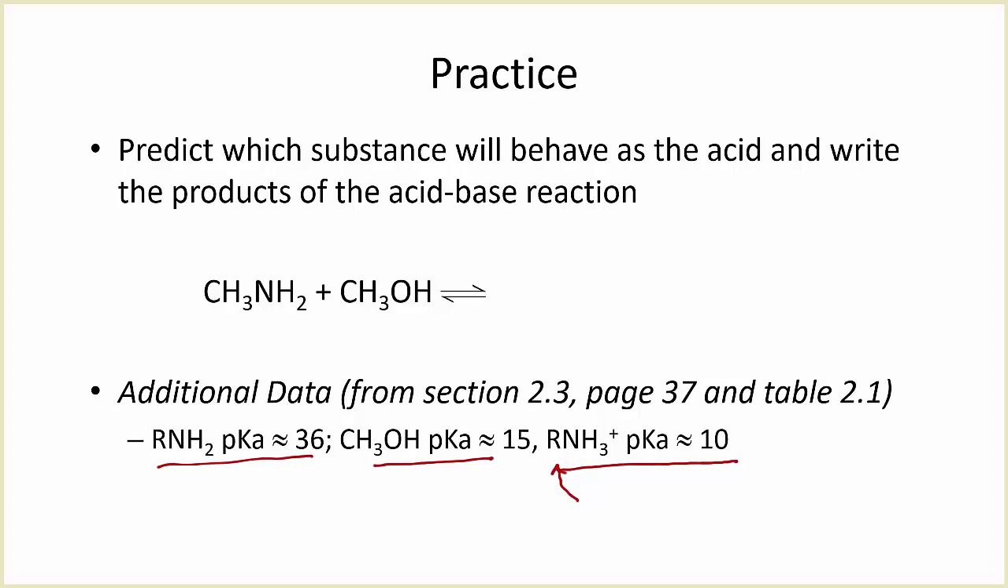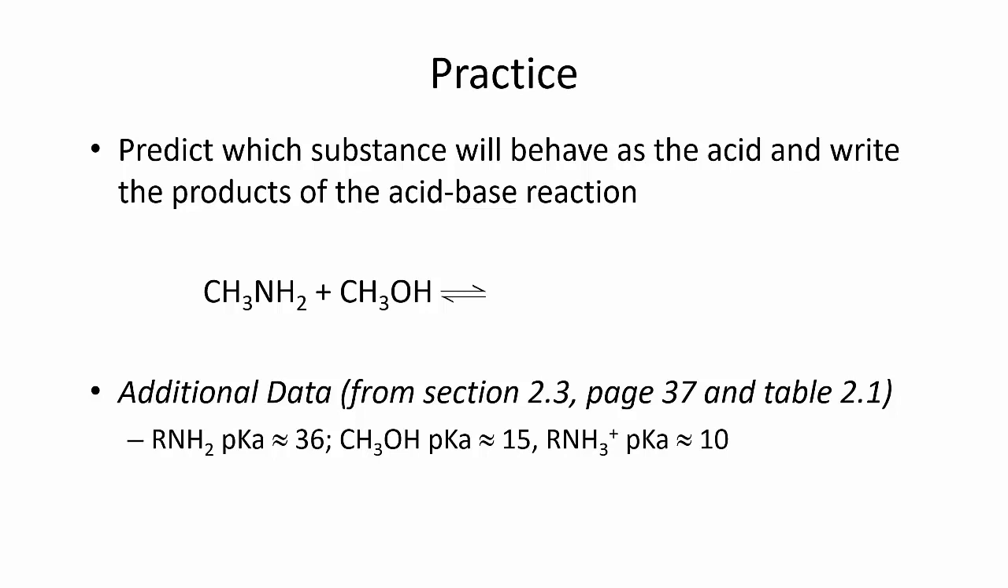So this is what I want you to do. It says predict which substance will behave as the acid. So you'll be looking at the two acids in the reaction and seeing what their pKa's are on the reactant side, and then write the product of the acid-base reaction. And then look at this arrow and see how you should be drawing it, if it should be more towards the product or more towards the reactant. So I'm going to pause the video, give you a chance to write that out, and then I'll put the solution up on the screen.